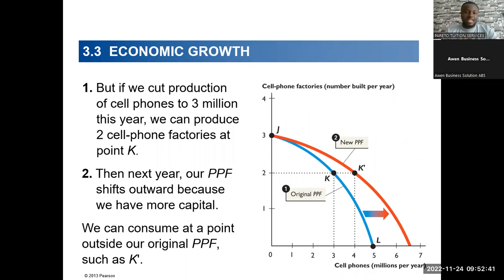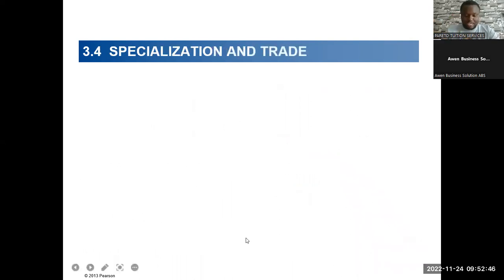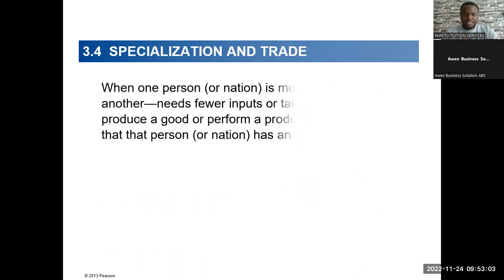Okay, so Frank, that is something about economic growth, but later on in your economic life, you will study growth again. You study growth again with some growth theories and all that. All right, we move to specialization and trade. Any question about economic growth? No, I'm okay. All right.